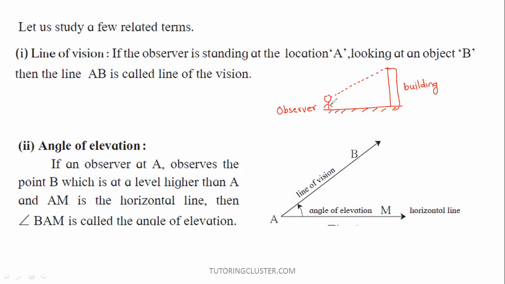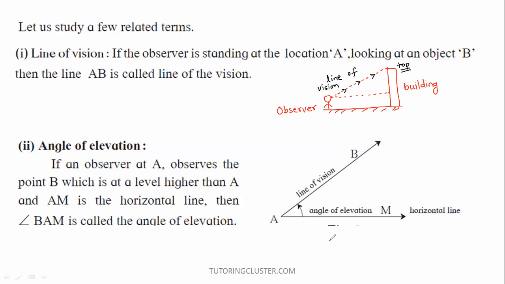Now I'm drawing one horizontal line here. Which will be the line of vision? Let's say this is the top of the building. The observer is looking in this direction, so this is called the line of vision.